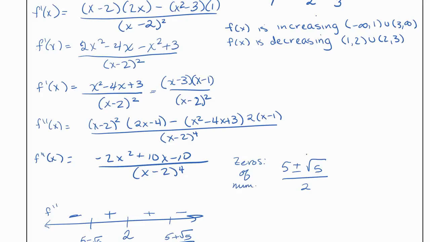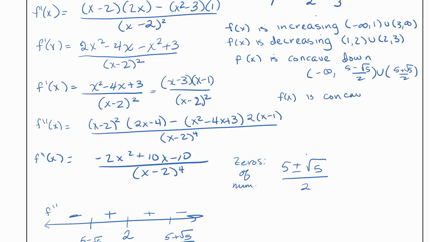Okay, so what this tells us is that f of x is concave down on the interval from negative infinity to 5 minus the square root of 5 over 2, and from 5 plus the square root of 5 over 2, and f of x is concave up from 5 minus the square root of 5 over 2 to 2, and from 2 to 5 plus the square root of 5 over 2.